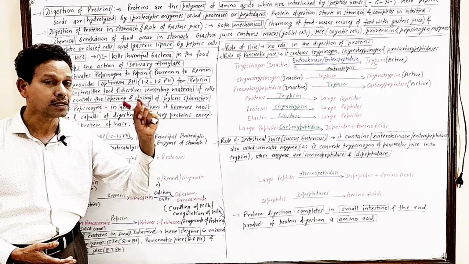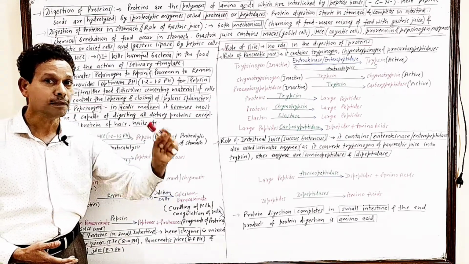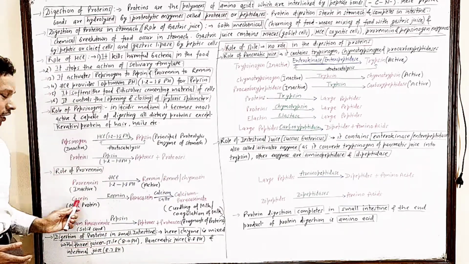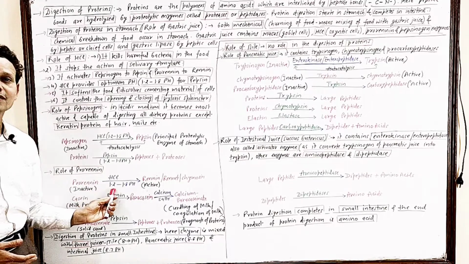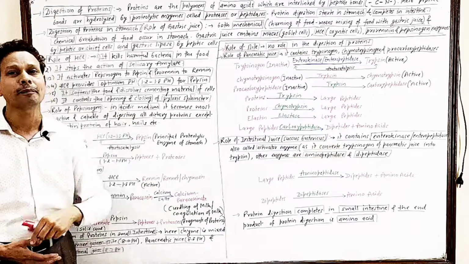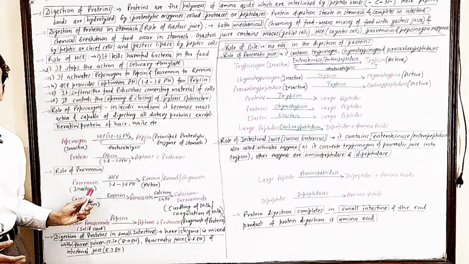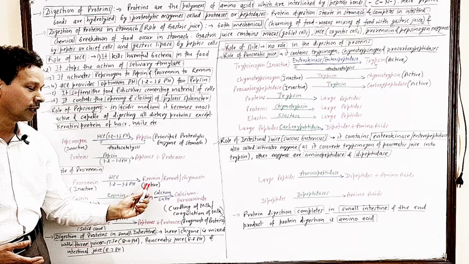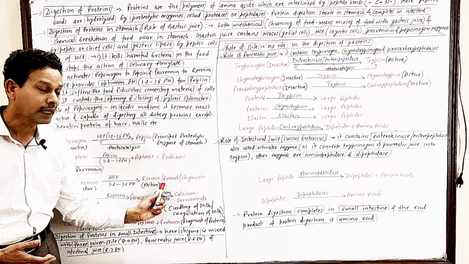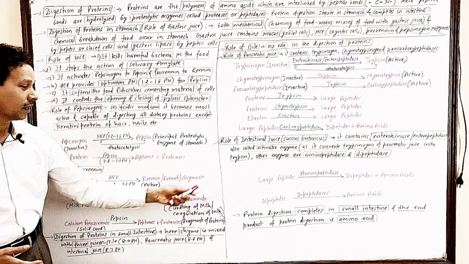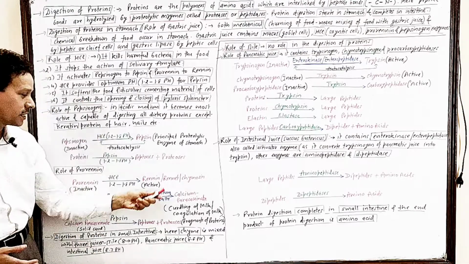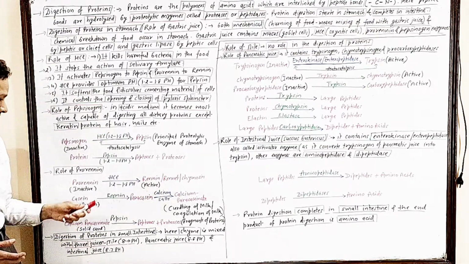Prorenin means it is a zymogen, a proenzyme, the inactive form. In the presence of HCl, at the optimum pH of 1.2 to 1.8, this prorenin becomes active, and the active form is renin, or rennet, or chymosin.